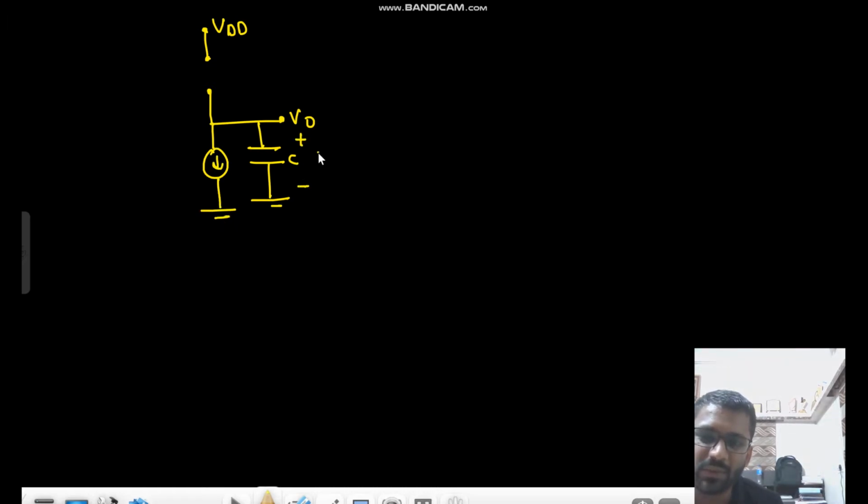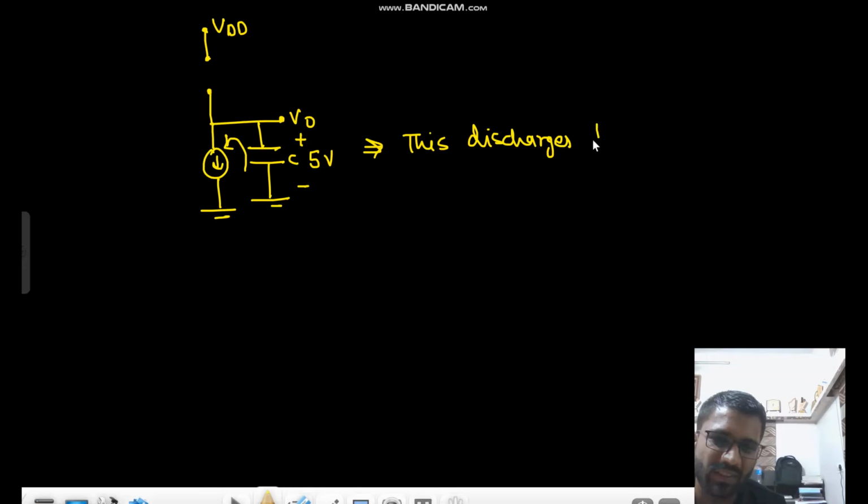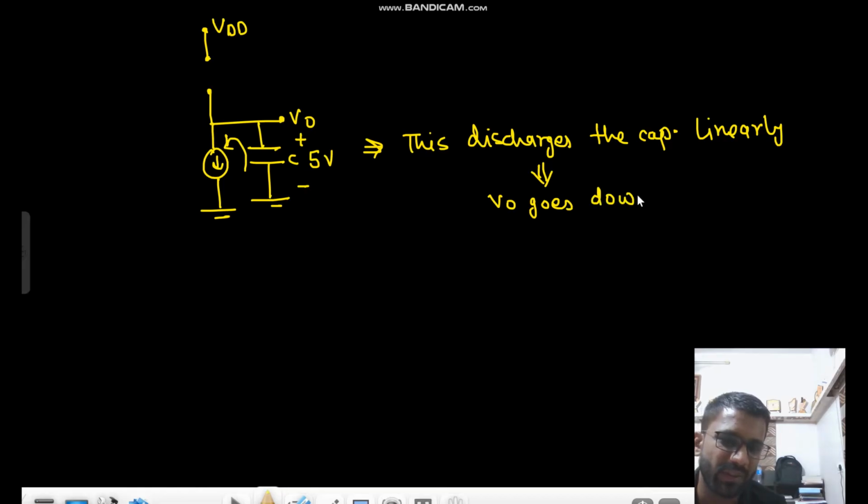So this is the PMOS, that is open circuited. This was VDD. Okay, now this is the capacitor there. This is V node and this is the current source, right? This was already charged to VDD, that means 5 volt. Now the current is flowing in this direction. So this discharges the capacitor linearly. That means your V naught goes down.